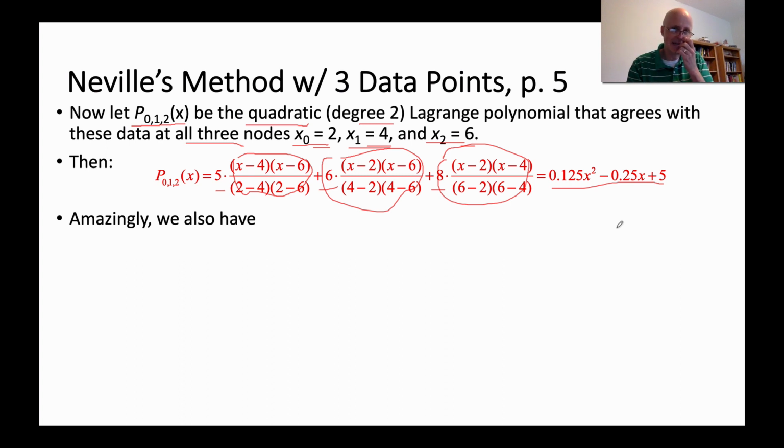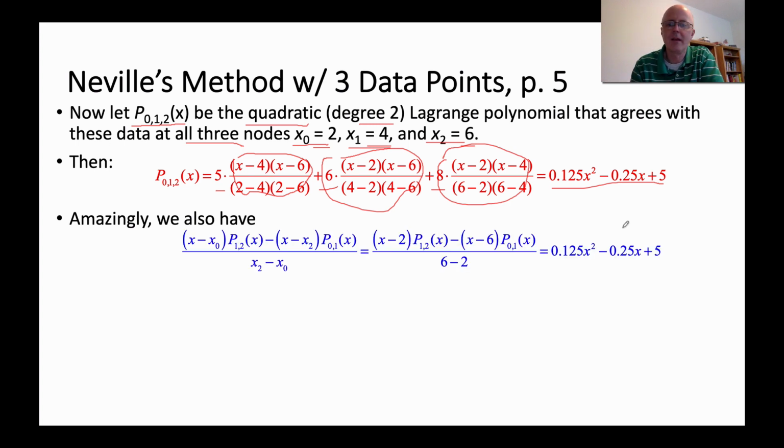Amazingly, and here's kind of the key point to all of this, this Lagrange polynomial can be written as a weighted average of the linear polynomials. This is the quadratic, degree 2. It can be written as the same kind of weighted average as before of the first degree ones. Here it is. If you simplify this expression, a linear combination of P1, 2 and P0, 1, where the weights are x minus x0 over x2 minus x0, and negative, in parentheses, x minus x2 over x2 minus x0.